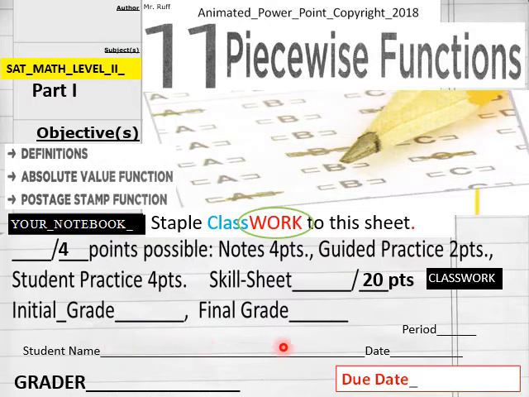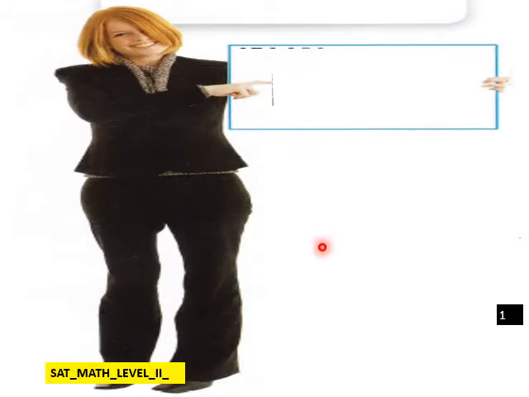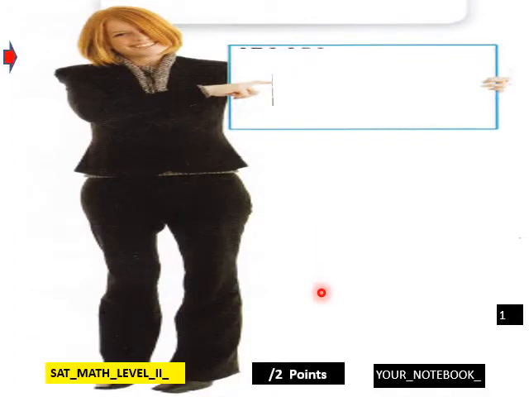Student name, date, period, and then onliners and homeschoolers, put your due date here. And we'll go right into the first page here that will go onto your notebook.